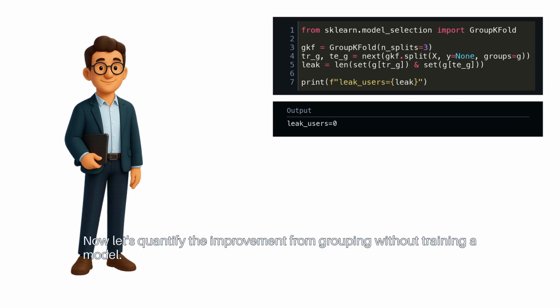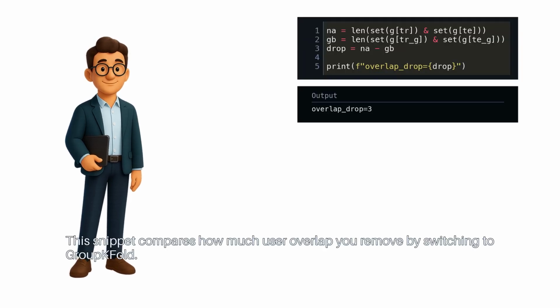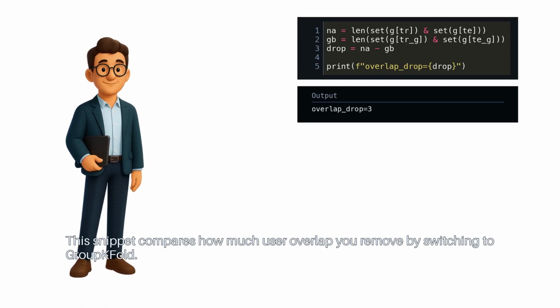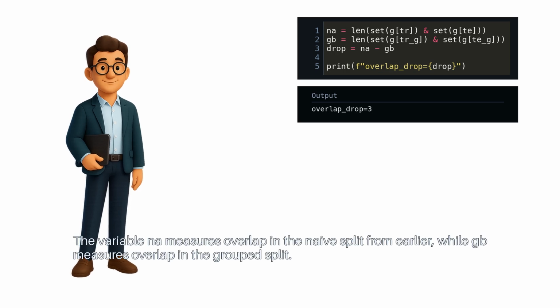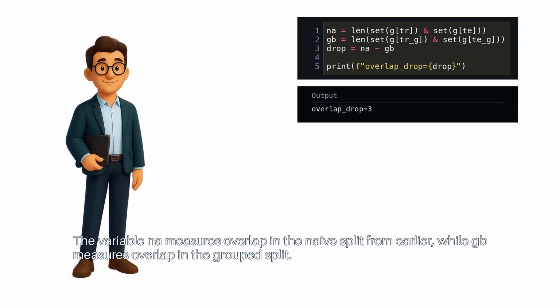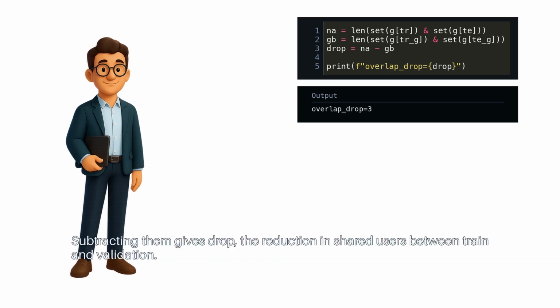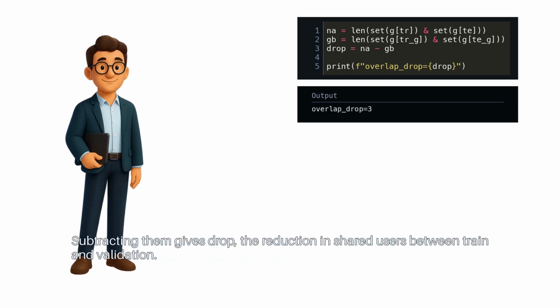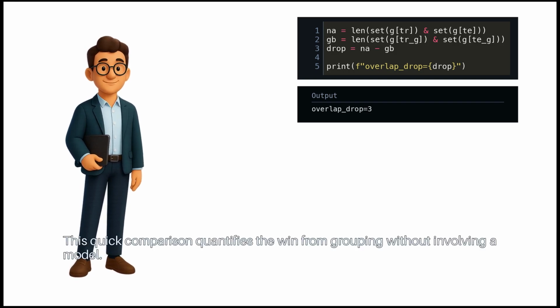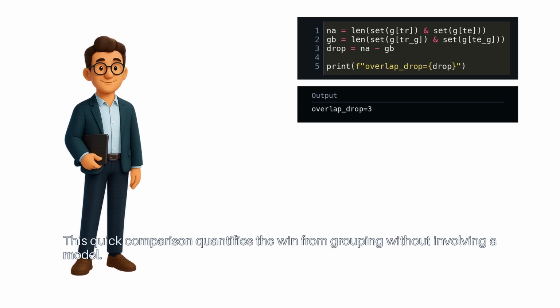Now let's quantify the improvement from grouping without training a model. This snippet compares how much user overlap you remove by switching to GroupKFold. The variable NA measures overlap in the naive split from earlier, while GB measures overlap in the grouped split. Subtracting them gives drop, the reduction in shared users between train and validation. This quick comparison quantifies the win from grouping without involving a model.